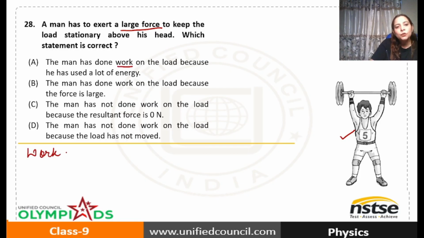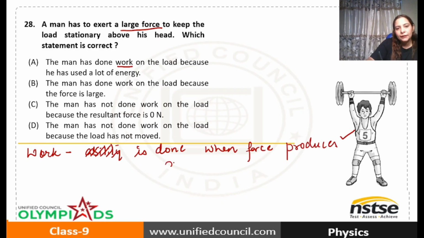So basically what is work? Work is done when force produces motion. That means work is done when force acts on a body and it produces somehow a displacement, or you can say it covers a certain distance. So work is done when force produces motion. So its expression becomes W = F × S.